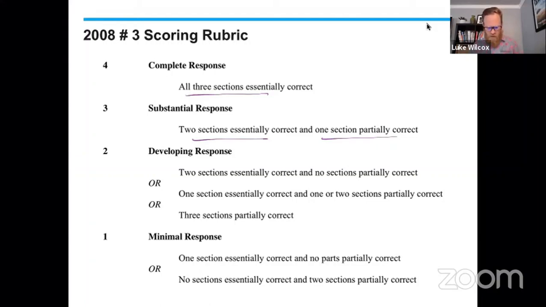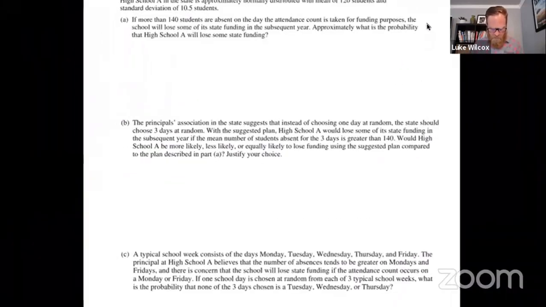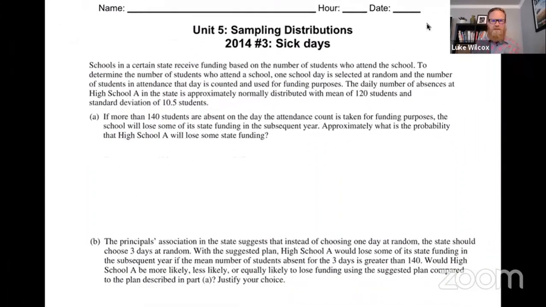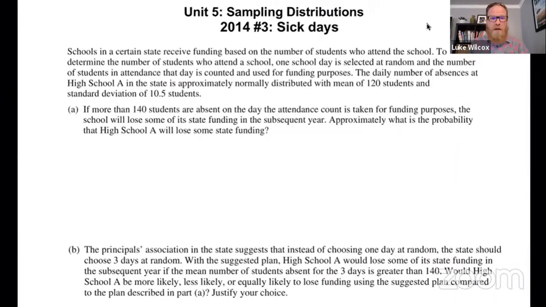Okay, we have one final remaining FRQ for today, and it is from Unit 5 on sampling distributions. This is question 2014, number 3, the context of which is sick days. So here we go. It says schools in a certain state receive funding based on the number of students who attend the school. To determine the number of students who attend a school, one school day is selected at random. And the number of students in attendance that day is counted and used for funding purposes.